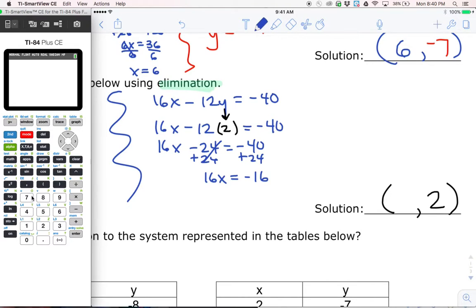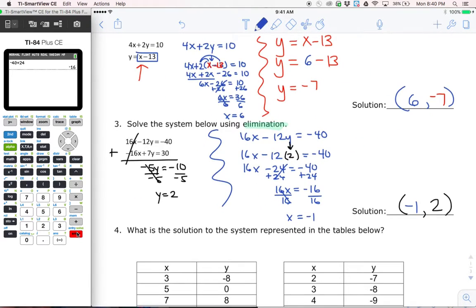Should we double check that just in case? Negative 40 plus 24. Yep, negative 16. Divide by 16. And we've got x is equal to negative 1. And we're done.